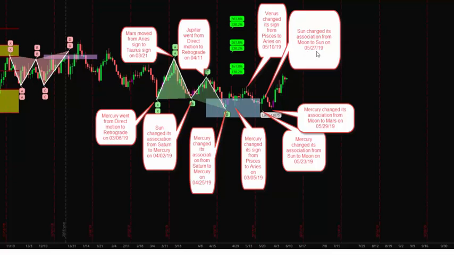So on May 27th it formed a swing high, and then it started sending Euro USD down, and then formed a swing low here on May 29. Mercury changed its association from Moon to Mars on 5/29. Now, this information we give out, folks. I'll show you the calendar. And then from there it started working its way up, and it's still working its way up. Basically, this is as of last week, actually.